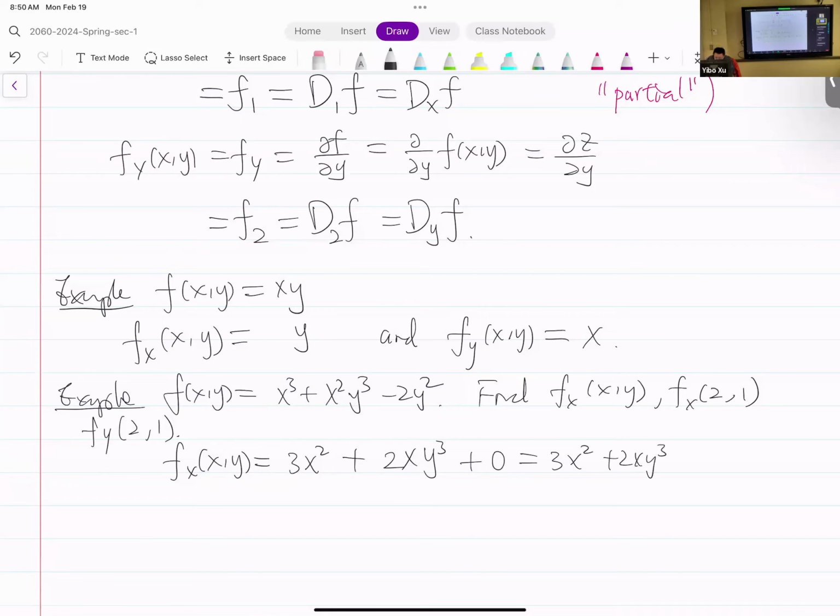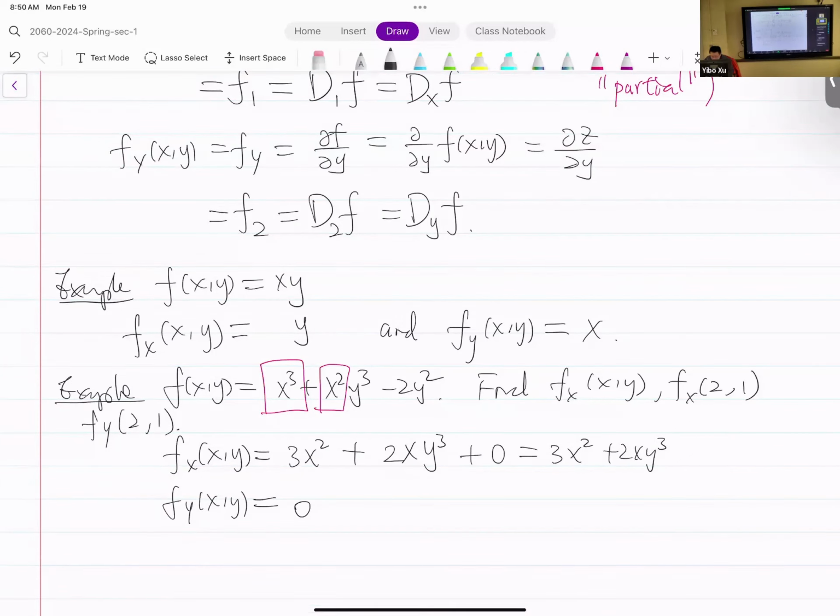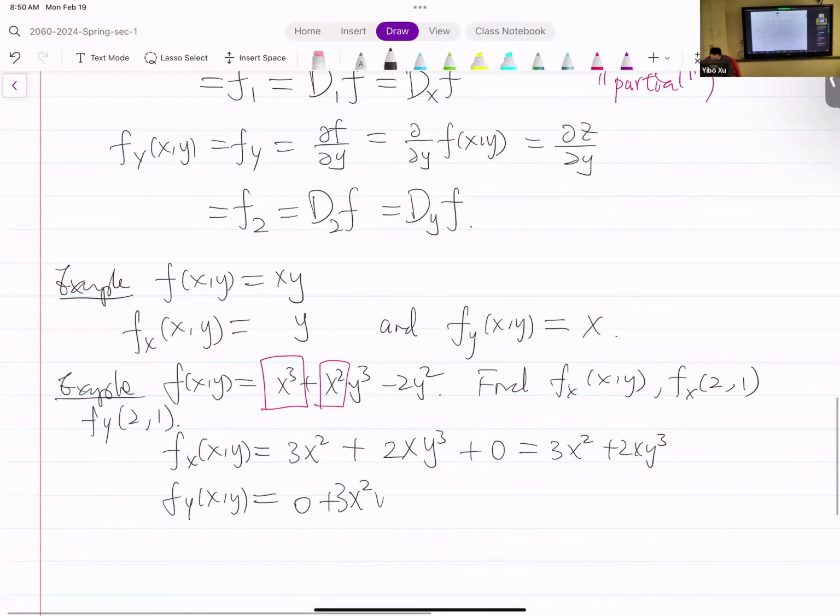So let's also quickly view the partial derivative with respect to y. Now x is a constant, so x is fixed when we do the partial derivative, and this is also a constant. So x to the 3 gives you a 0 because it doesn't change when y changes. Plus x squared is a constant in the front. y to the 3 gives you a derivative of 3y squared, so 3y squared. And minus, the derivative of 2y squared is 2y, so it's 2y. So simplified, it is 3x squared y squared minus 4y.